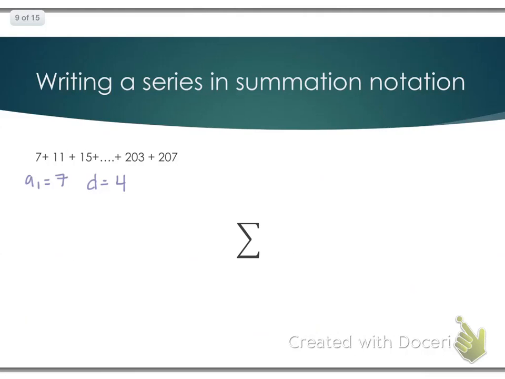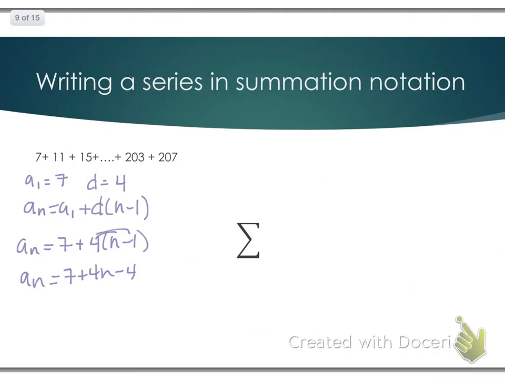Okay, so to find my explicit equation, we use our generic explicit equation. I'm not going to fill in my n's because I just want the general equation to get me from the beginning to the end. So my first term is 7, my distance is 4, and then we're going to simplify it. So we're going to distribute 4, combine like terms. So there is my generic equation.